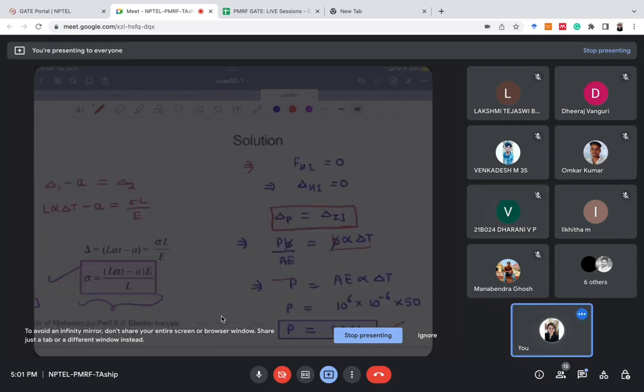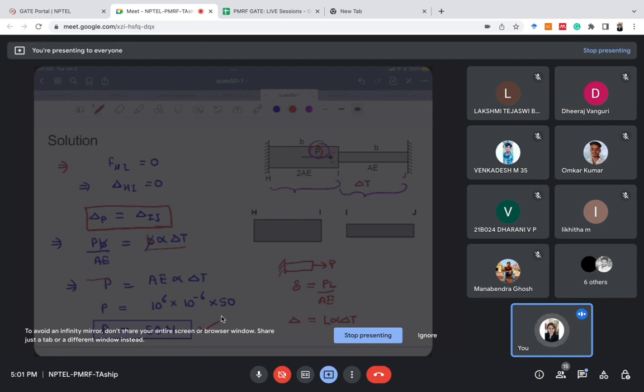I got your point. Actually, in this question, it is given that the force in HI should be 0. Force in HI is 0 means deformation is 0 in HI. What do you mean by deformation in HI is 0? Deformation in HI is 0 only if IJ has not been deformed. When IJ was increasing in temperature, this load P is balancing that so that HI is not deforming. So we are balancing the force in IJ so that IJ will not deform. If IJ will not deform, then HI will not deform automatically.